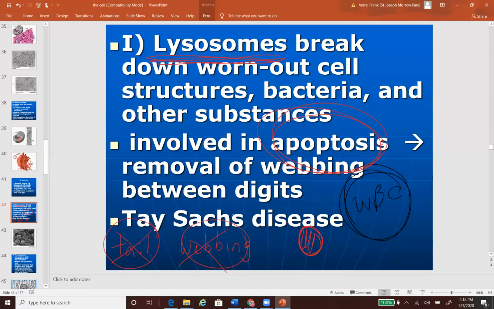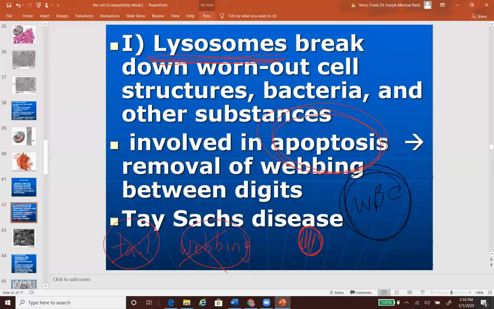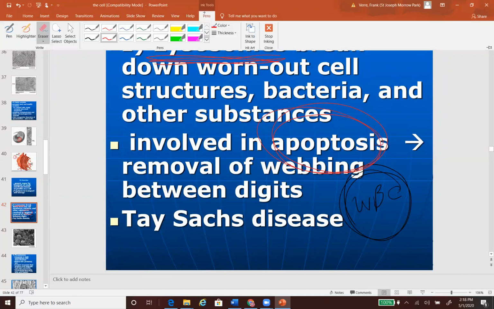There is an interesting disease associated with lysosomes not working. This is actually a terrible disease. I would wish this on no mother. It is called Tay-Sachs. It's a genetic condition where a baby is born and doesn't have the proper proteins that make the lysosomes work. And the lysosomes break down things.